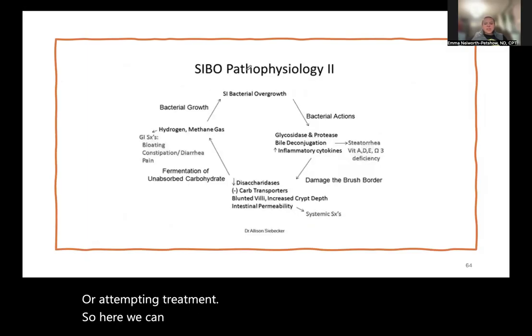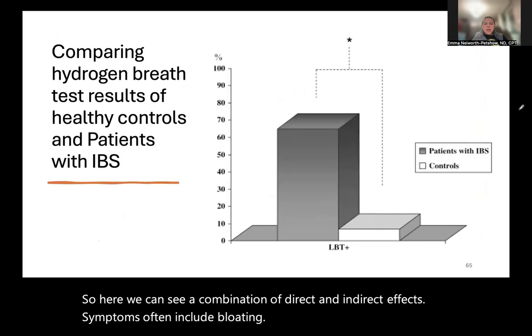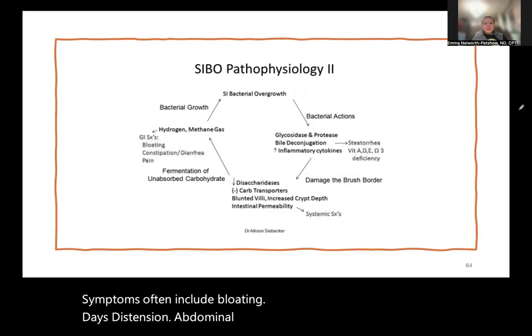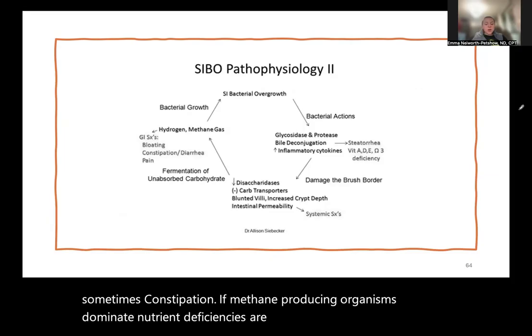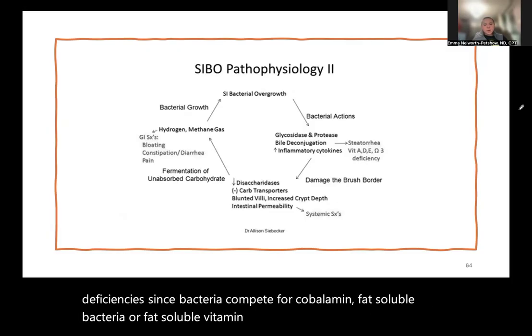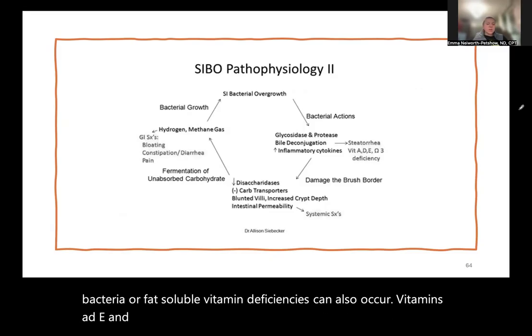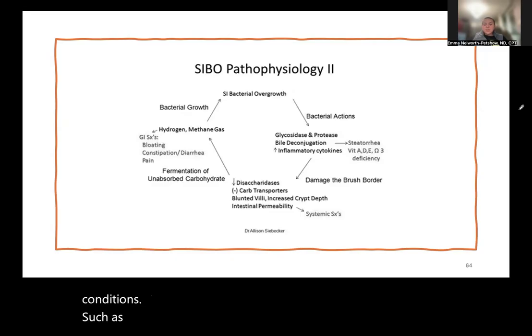So here we can see a combination of direct and indirect effects. Symptoms often include bloating, distension, abdominal cramping, diarrhea, and even sometimes constipation if methane-producing organisms dominate. Nutrient deficiencies are common, especially vitamin B12 deficiency, since bacteria compete for cobalamin. Fat-soluble vitamin deficiencies can also occur, vitamins A, D, E, and K, due to bile salt deconjugation. And this is why SIBO can masquerade as or appear with other conditions, such as malabsorption symptoms or even IBS.